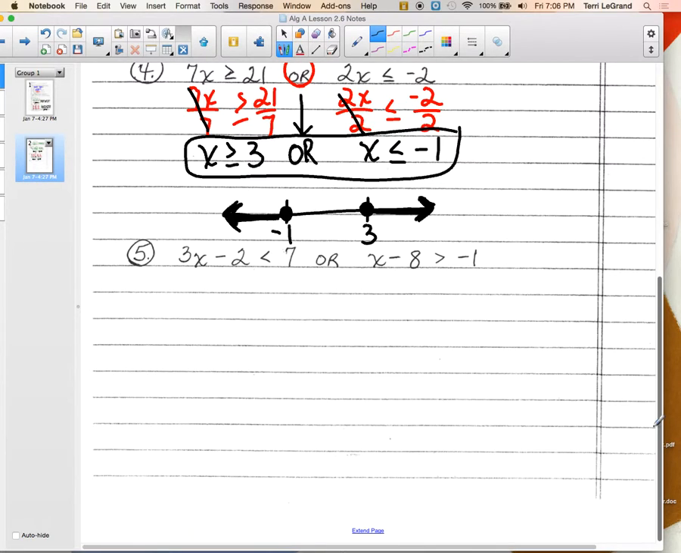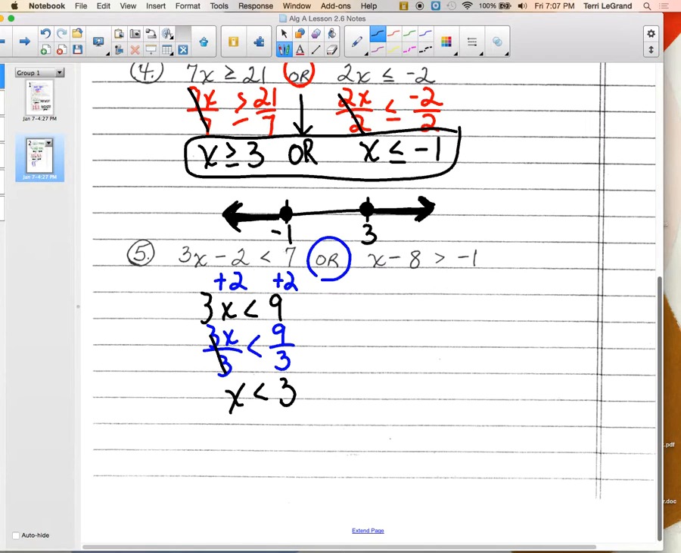Okay, we'll practice one more. We have, again, an OR one. So we're going to solve them separate from each other. We have 3x minus 2 is less than 7. We're going to deal with that subtracting 2 first. Undo it by adding 2 to both sides. We now have 3x is less than 9. Divide both sides by 3. And we have x is less than 3.